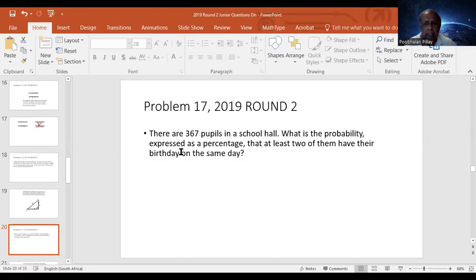Now, 367 is an interesting number because it's got something to do with 365 days in a year. So just remember, the number of days in a year is 365, and in a leap year is 366, and you've got more pupils than days here. All right, so that's an observation we make. But now, how do we translate that to answer this question? The question is, what is the probability that at least two of them have their birthdays on the same day?